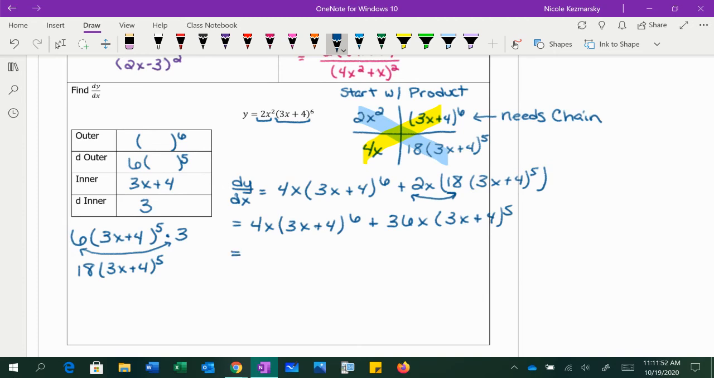So I want to look for things to factor. Right now I have two main terms. I have this term and this term that I'm bracketing off. If I look at the number in front, they are both divisible by 4. So I'm going to take a 4 out. So if I divide by 4, that's going to leave me with x times 3x plus 4 to the 6th. 36 divided by 4 is 9, so I'm going to have 9x times 3x plus 4 to the 5th.